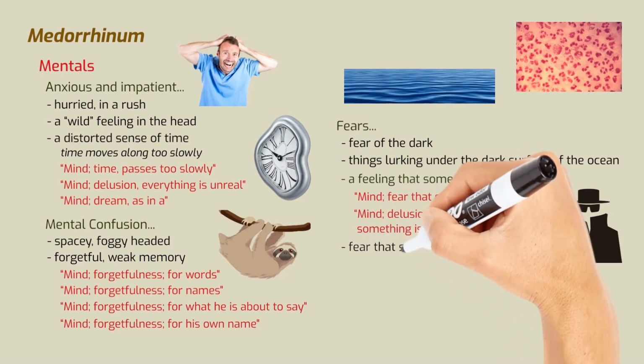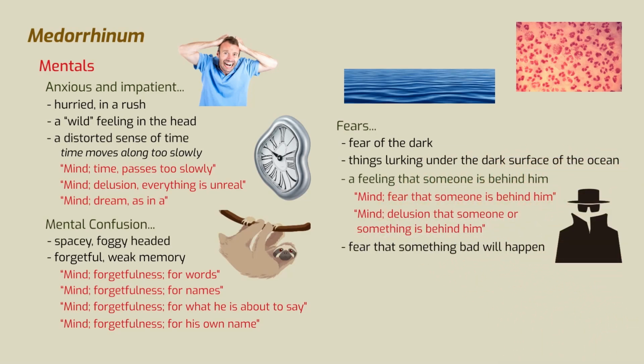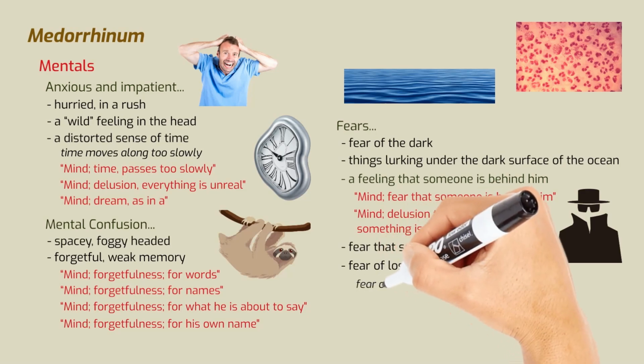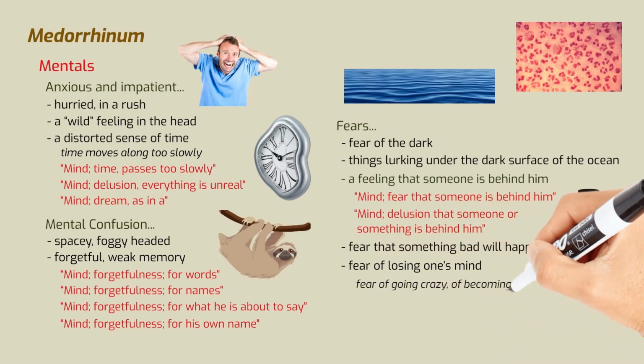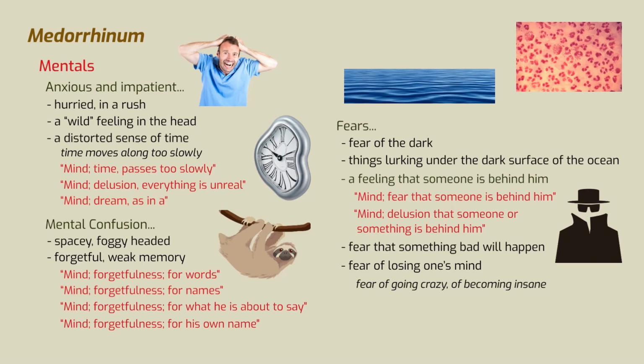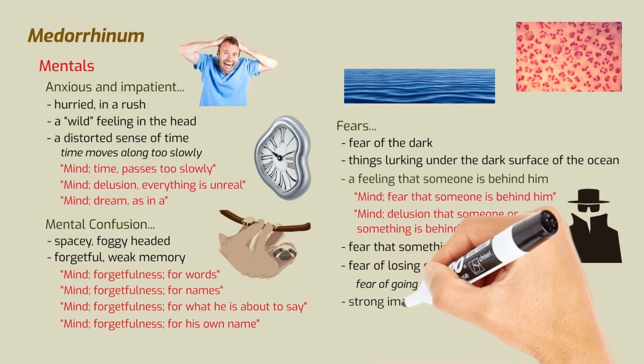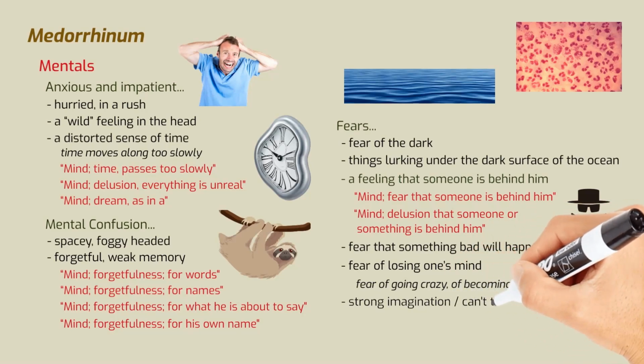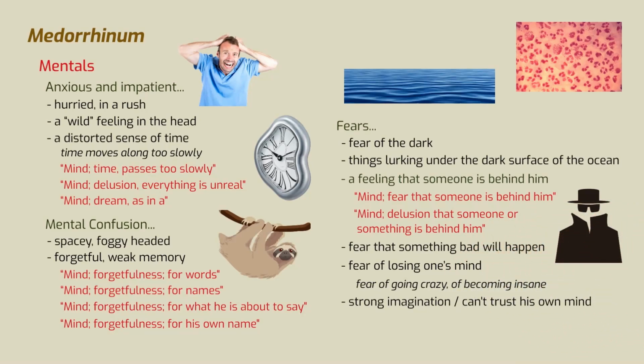There can also be a fear that something bad will happen. And given Medorrhinum's erratic state of mind, it makes sense that there can be a fear of losing one's mind. This may be expressed as a fear of going crazy or a fear of becoming insane. Most of these fears reflect the idea that Medorrhinum has a strong imagination and that he isn't able to fully trust his own mind or perceptions. Okay, now let's discuss generals and modalities.